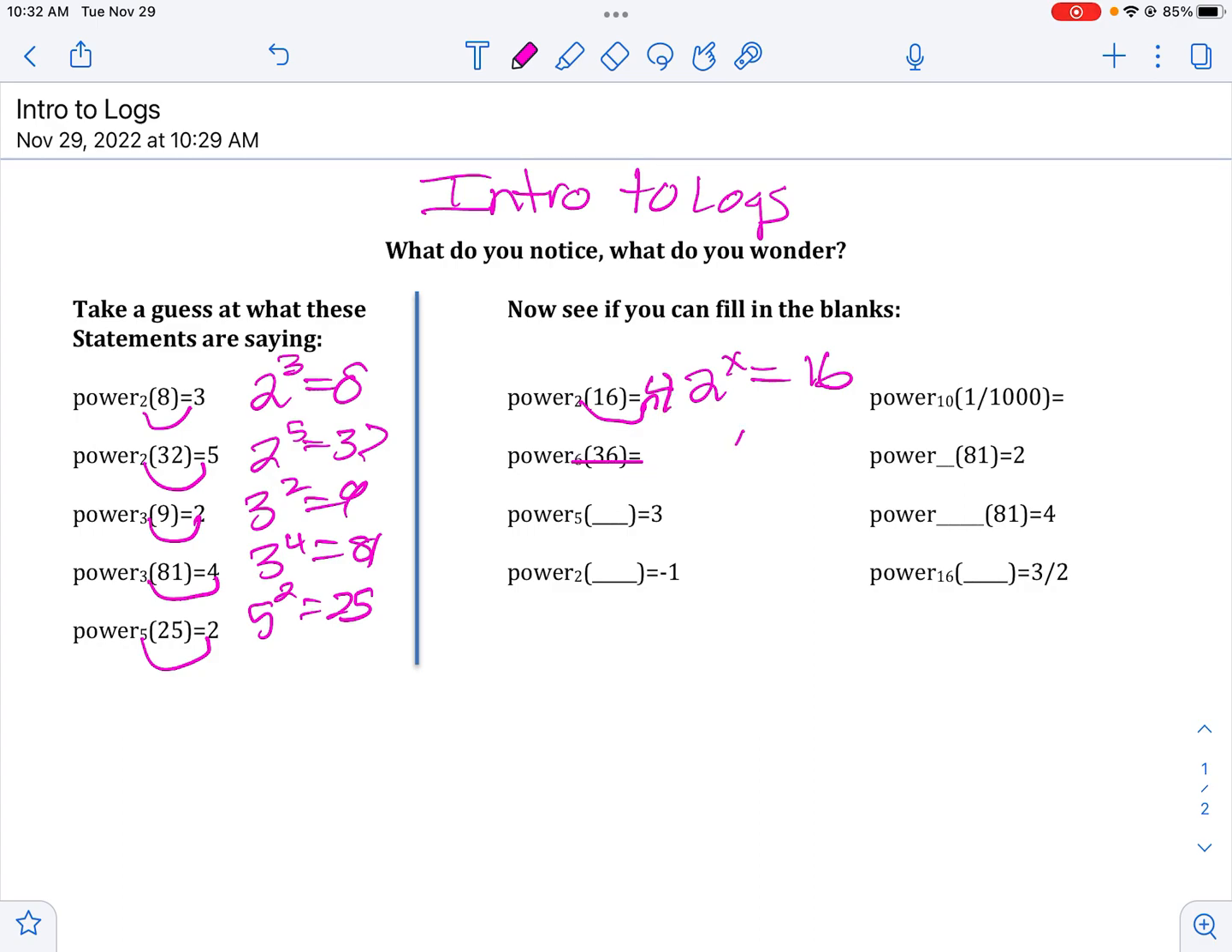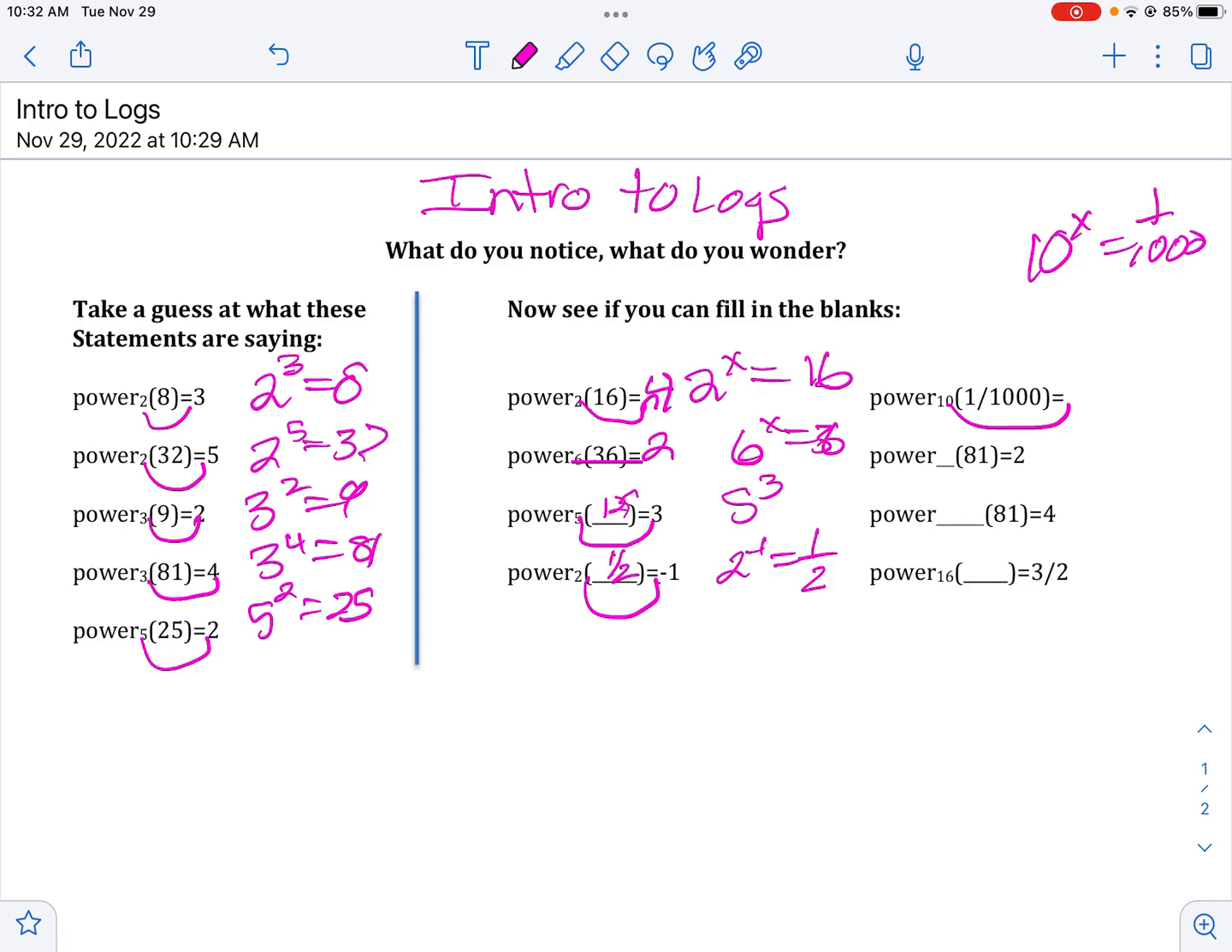6 to what power gives us 36? Well, that would be 2. This would be 5 to the third, gives us 125. 2 to the negative 1, so that's 1 over 2 to the first, so 1/2. 10 to something gives us 1 over 1,000. Well, that would have to be a negative exponent. 10 cubed gives us 1,000, so that would be a negative 3.